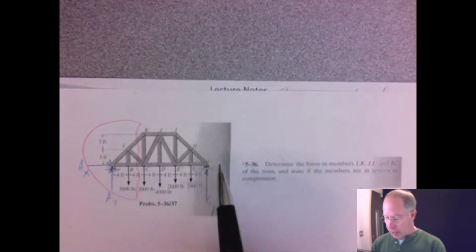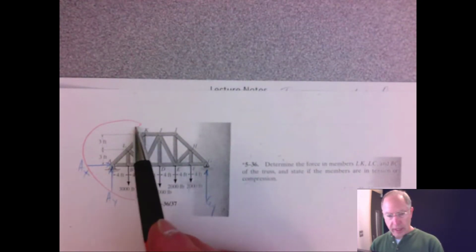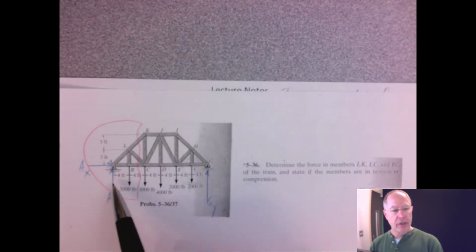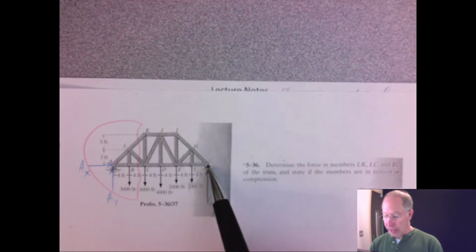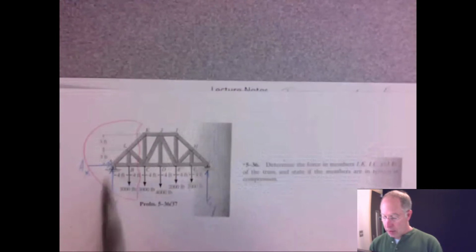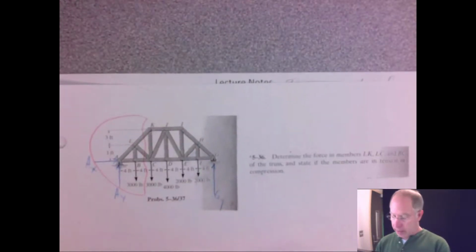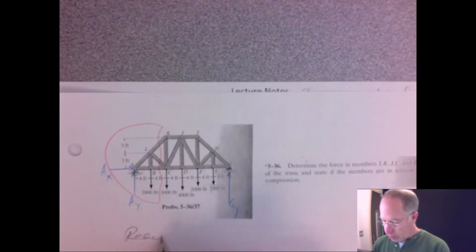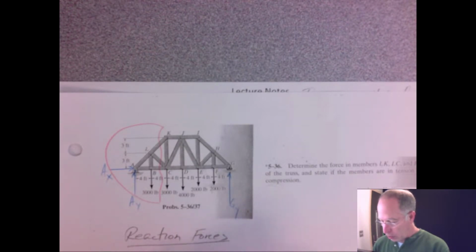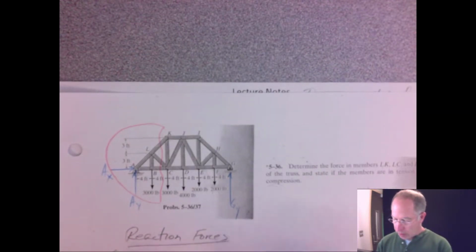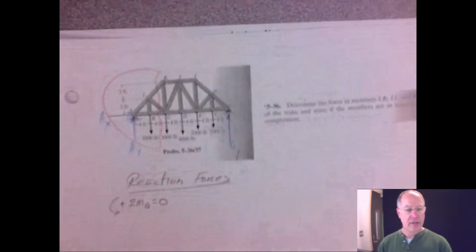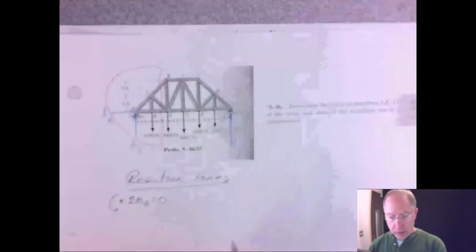But since I've decided to analyze this side over here, I do need to find what our reaction force is. So if I summate moments about G, I can solve for AY. So let's do that. Reaction forces. Summate moments about G equal to 0. And I'll just say that this is positive.